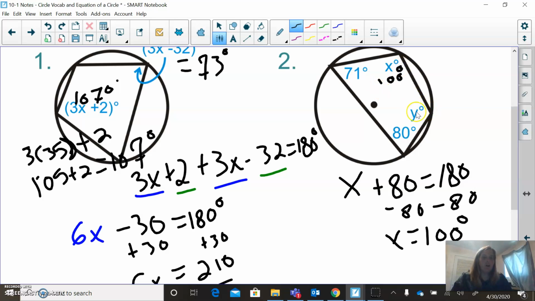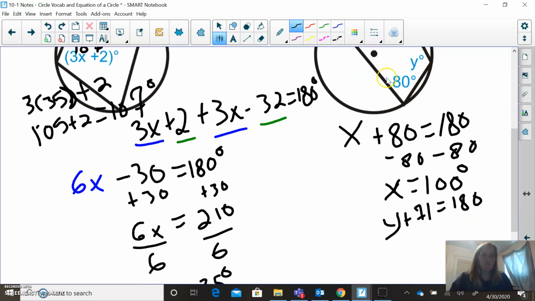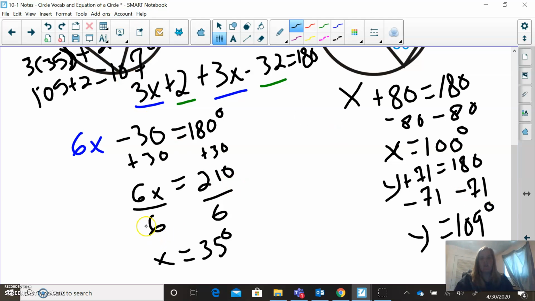Then we want to find y, so we're going to do the same process, but instead of x, we're going to do y plus 71 is equal to 180. Then you got to subtract out 71. And y is equal to 109. Sorry, guys. 109 degrees. Okay? So let's go on and do a couple more.